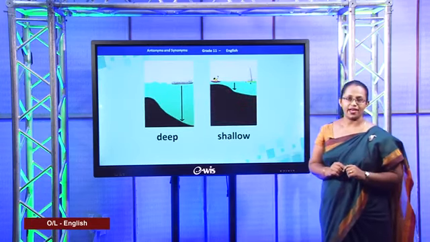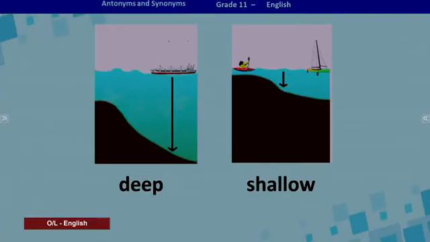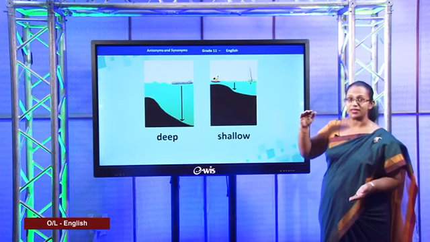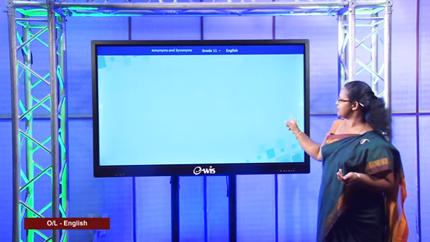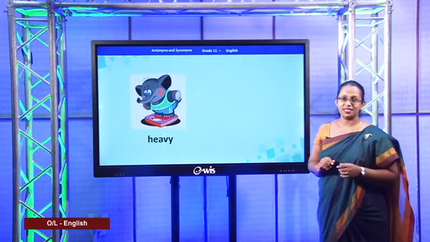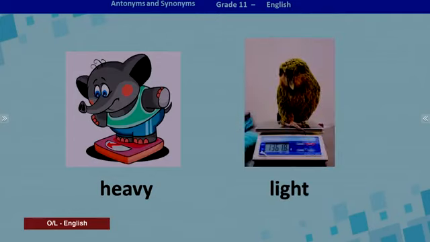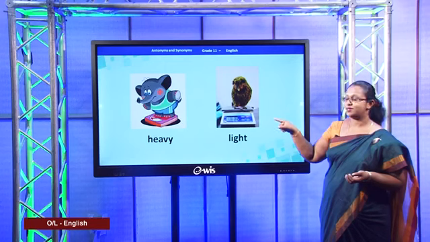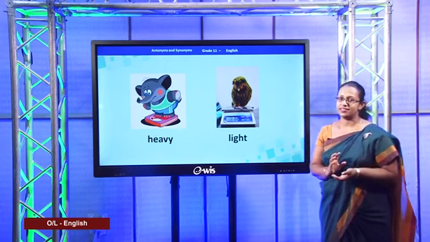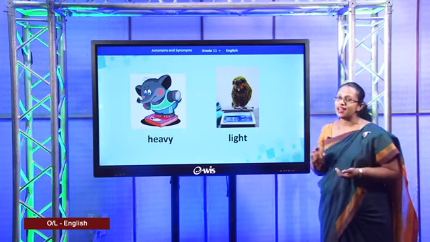Look at these two tanks. The first one is deep and the second one is shallow. So, the opposite of deep is shallow. Another example, you can see a big elephant on a scale. He is amazed to see the scale because he is heavy. And look at this one, a tiny bird is on a scale. It is not as heavy as an elephant. So, we can call it light. So, the opposite of heavy is light.